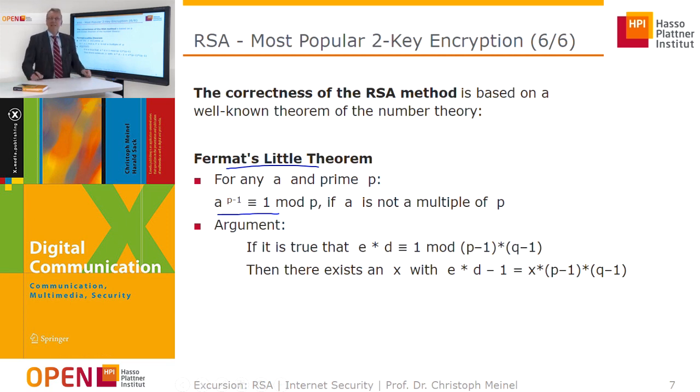So RSA is the very famous, most popular public key encryption. And here in this excursion, you could see how RSA is working, and you could also see why it's so popular, because the computation is difficult, but the scheme of the computation is very simple.